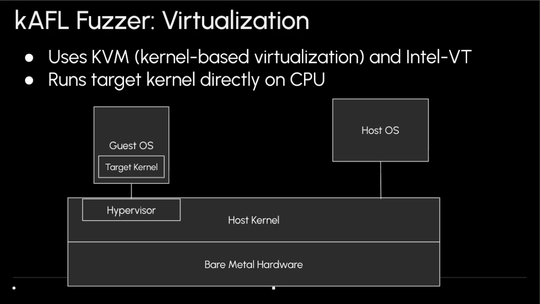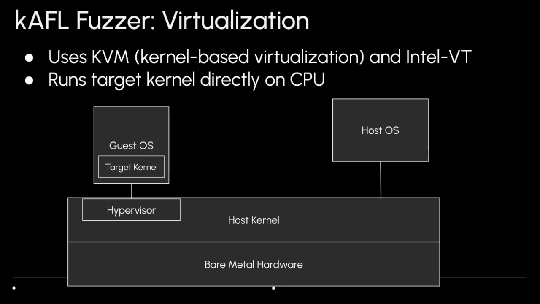The first key building block is virtualization. kAFL runs the target kernel inside a KVM virtual machine using Intel VT-x hardware virtualization. This is fundamentally different from Triforce AFL's software emulation. Instead of translating instructions in software, KVM lets the guest kernel run directly on the CPU at native speed using hardware virtualization. The hypervisor layer sits below the guest operating system and can observe everything that happens inside the VM, including crashes, without being affected by them at all.